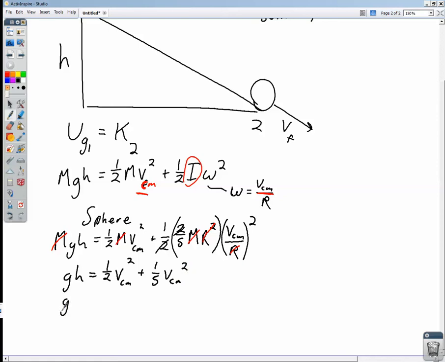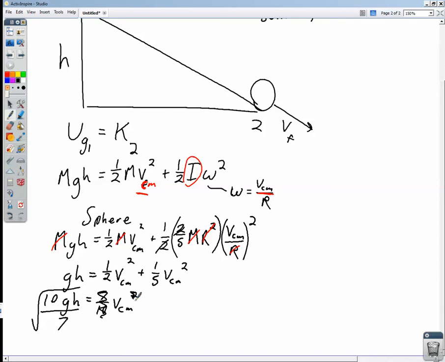So, more simplification. gh is equal to half plus a fifth. Let's see, we've got 5/10 plus 2/10, which will give us 7/10 VCM squared. So solving for VCM, we've got 10 over 7 times gh, and we're going to take the square root of that. And that's going to get rid of all of that. So this is for the sphere: the square root of 10/7 gh, and that's the velocity of the sphere.